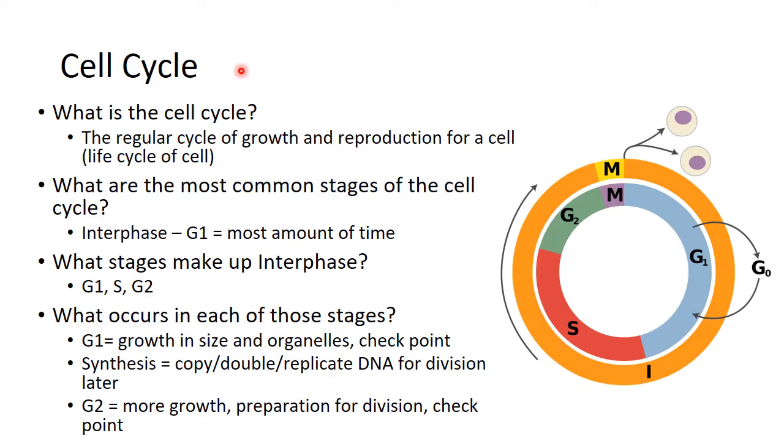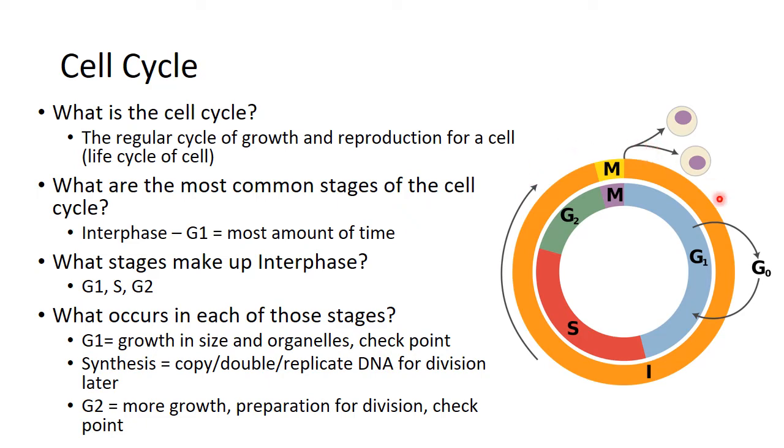So first off, we have the cell cycle, and the first question is, what is the cell cycle? Well, it is the regular cycle of growth and reproduction for a cell, or namely, it's just the life cycle of a cell. On the image on the right here, we can kind of see the donut of life, or that's kind of what I referred to it as earlier. We said everything kind of starts right here, and the cell goes through these stages, basically like a clock, working its way around from the very top of the clock all the way around.